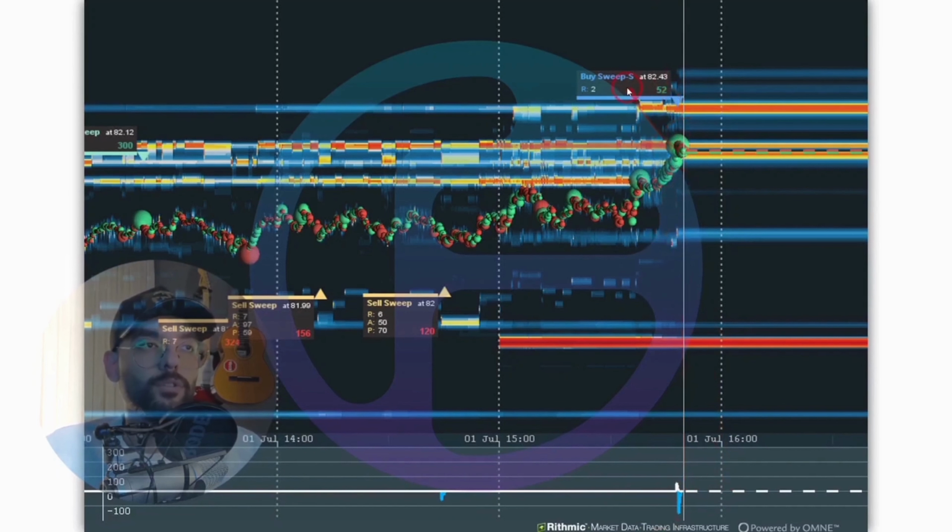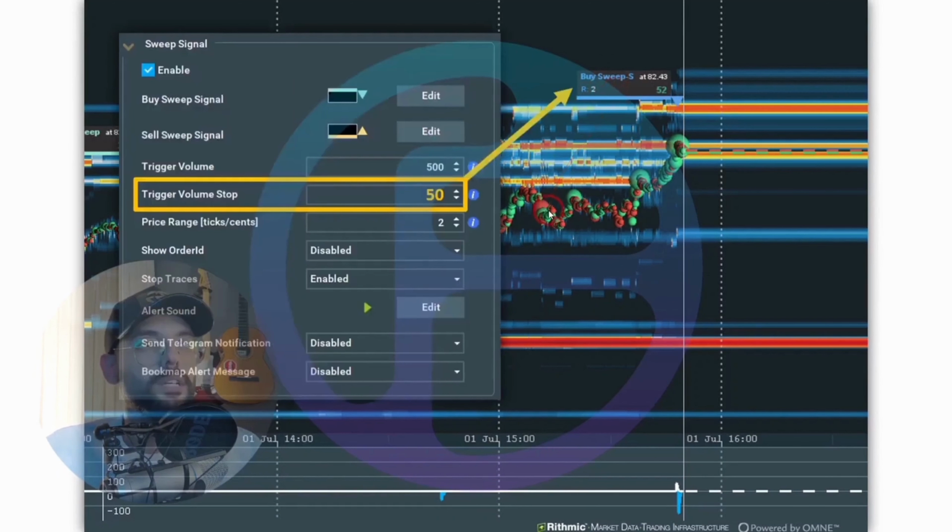It means that your sweep was of the stop type. Did you understand? I hope you did. And where I told you that you can adjust the trigger volume stop is for seeing this type of stop. If you had set it from 50 downwards here, you could have seen this, because it's above 50, it's 52, and it's displayed. But if it were 60 here, you wouldn't be able to see it.